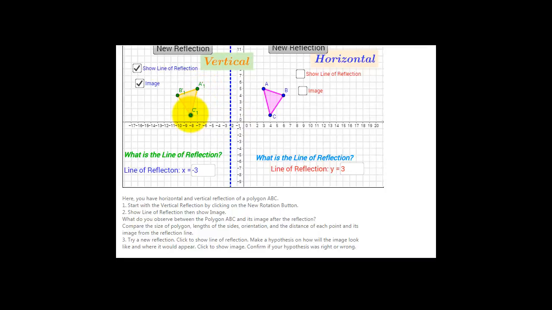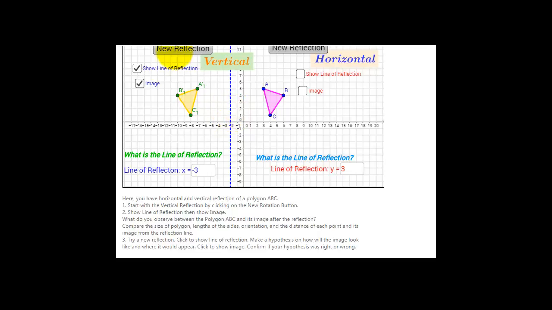At this point, students are going to make observations between the image and the object. They're going to take note of the similarities that exist between the object and its image in terms of the shape. Are the lengths of the sides of the object the same as the lengths of the sides of the image? What is the difference in orientation? And note the distance from the object to the line of reflection, as well as the distance of the image to the line of reflection.